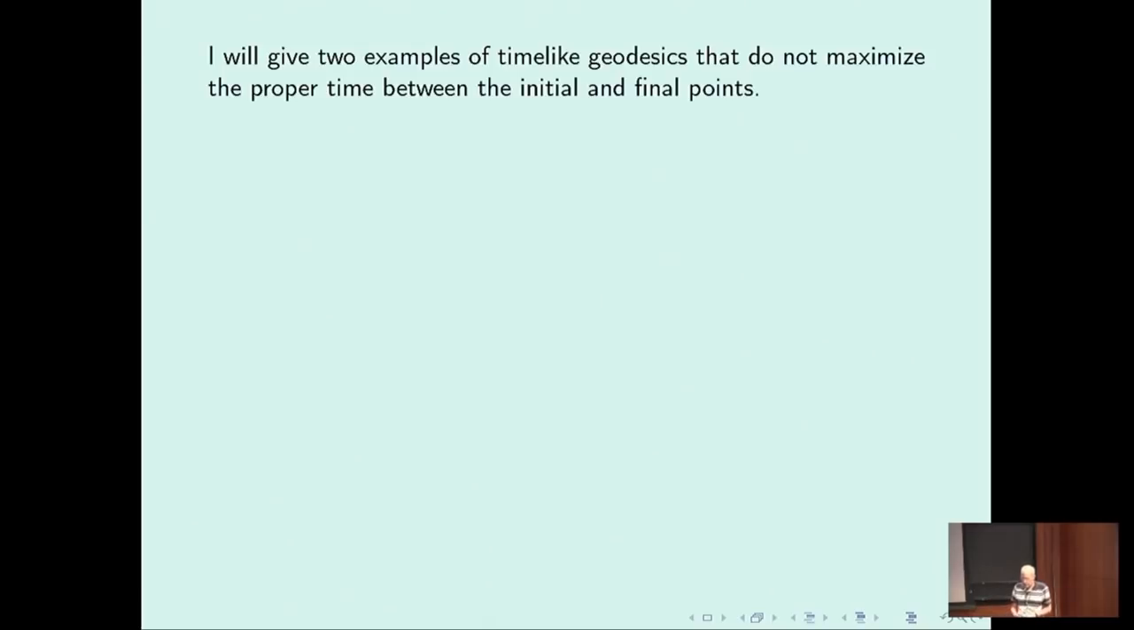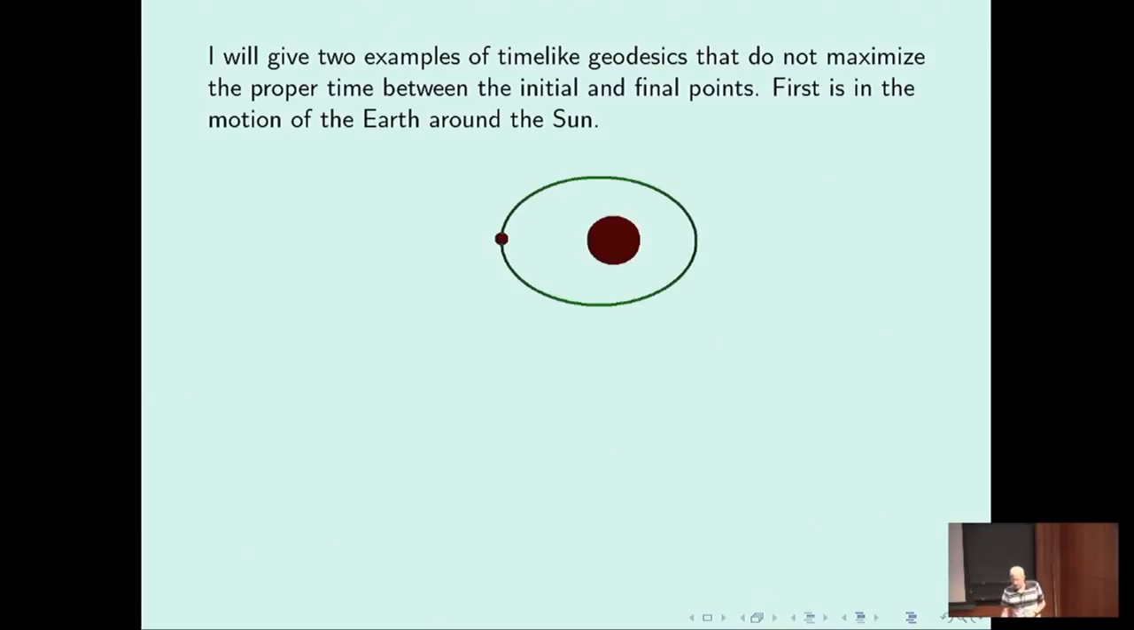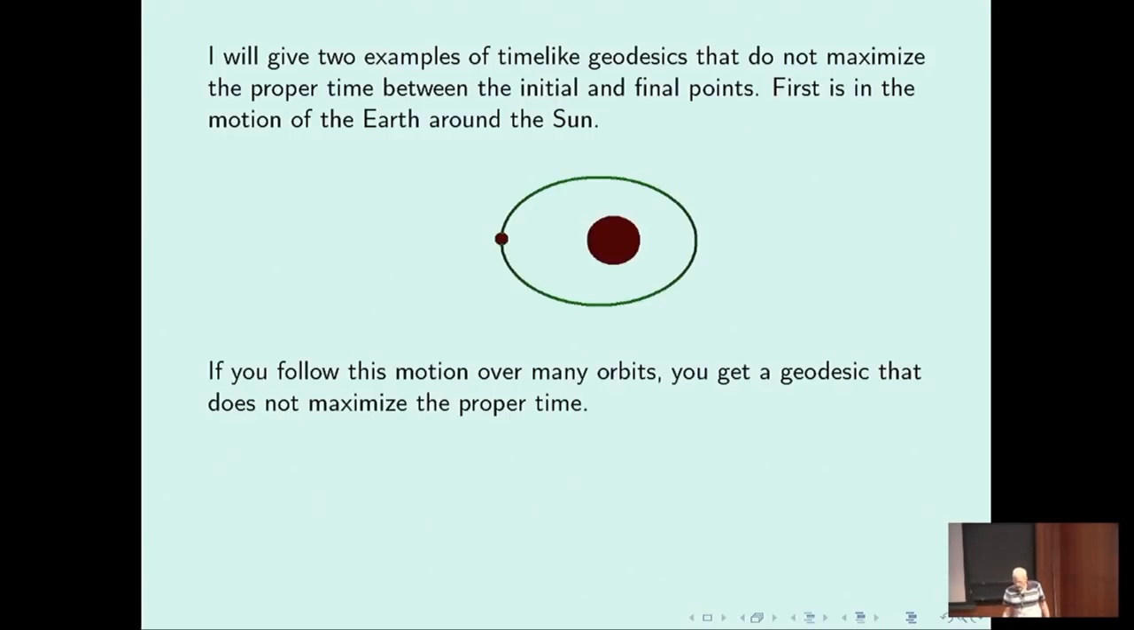So I'm going to give two examples of time-like geodesics that don't maximize the proper time between their endpoints. And then I'll give you all a chance to complain about this claim. So the first is in the motion of the Earth around the Sun. If you follow the Earth's motion over many orbits, you get a geodesic that does not maximize the proper time.